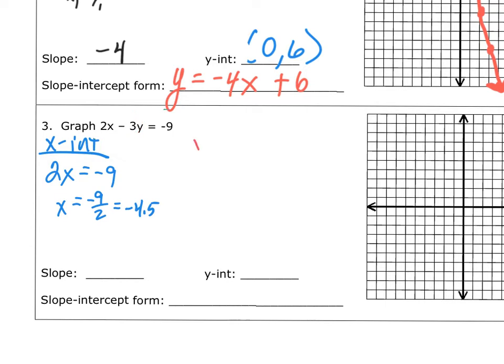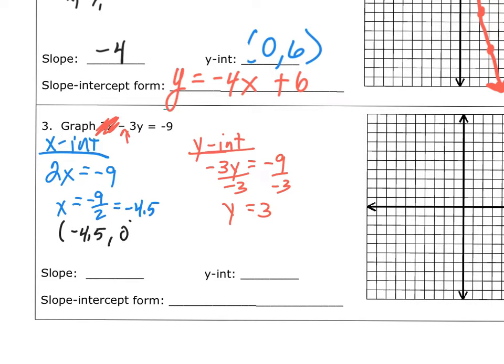Now, I'm going to find the y-intercept. If I do the y-intercept, then I cover up the 2x. Notice the negative in front of the 3y goes with it. And then I'm going to divide by negative 3, and y equals 3. So I know that I have an x-intercept at negative 4.5. Notice x-intercept, the number goes in the x position. And I have the y-intercept at (0, 3). Notice y-intercept, the y goes in there. So I know my y-intercept is at (0, 3).